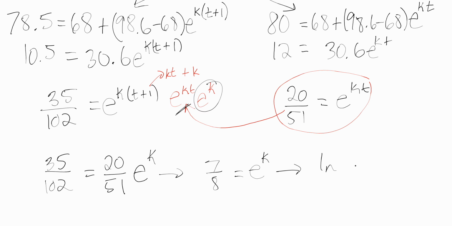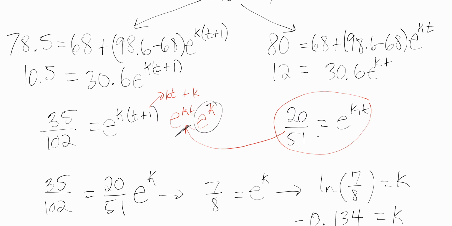Using what we know about the natural log, we know that the natural log of 7/8 is equal to k, which gives us an approximate value for k of negative 0.134. Now that's rounded. There's a lot more decimal places after that, but this is going to be our approximate version.